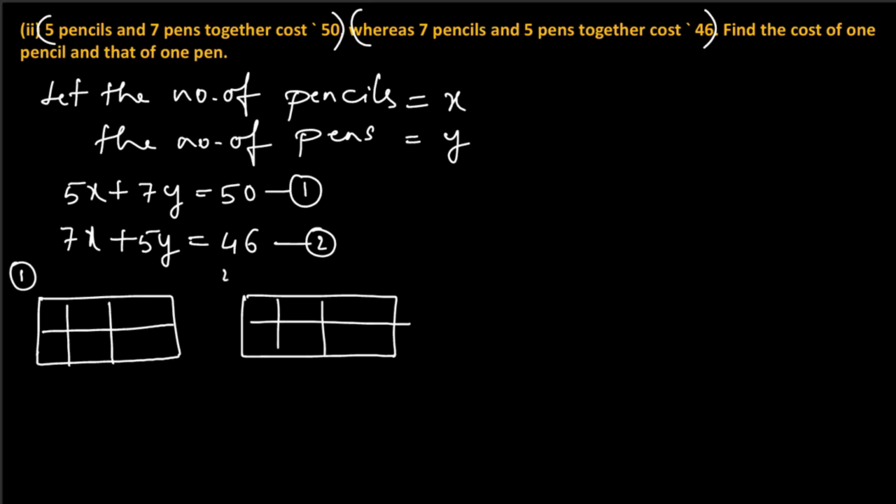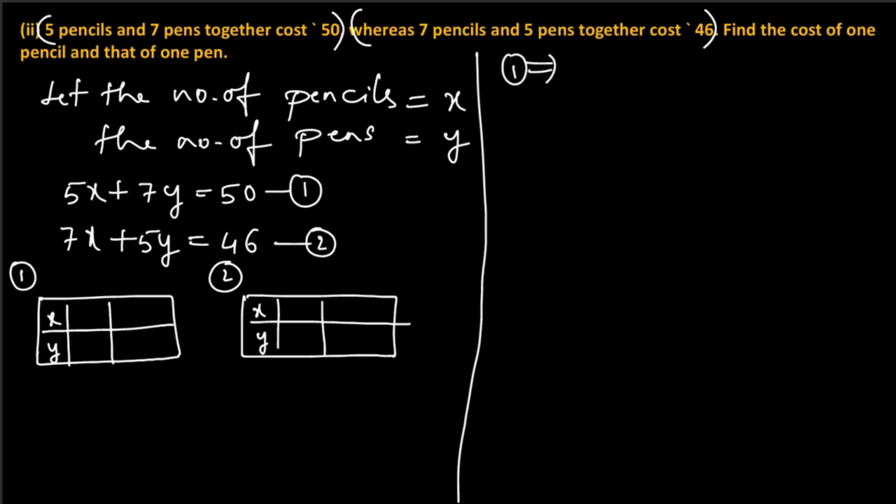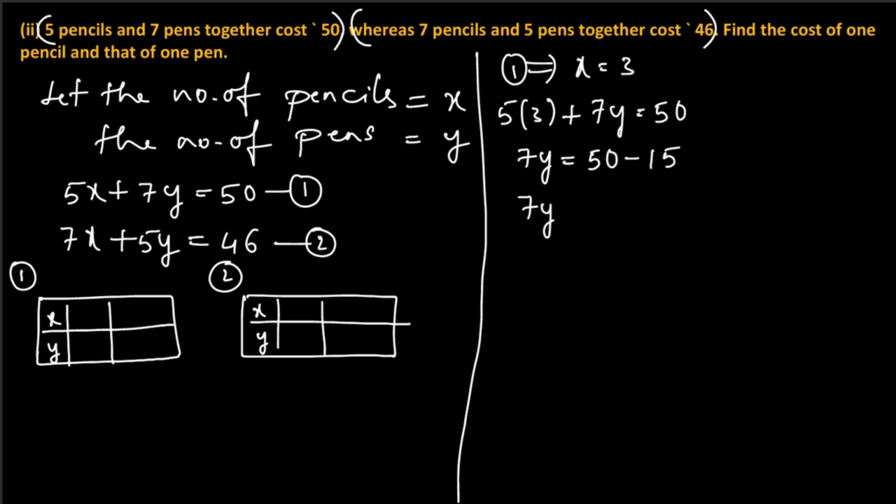This is for the 1 and this is for the 2. X, y, here also x, y. Here I am just assuming for the first equation, when my x is equal to 3, 5 into 3 plus 7y is equal to 50. 5 3s are 15. 7y is equal to 50 minus 15. 7y is equal to 35. So y is equal to 35 by 7, you get 5. X is equal to 3. When x is equal to 3, y will be 5.